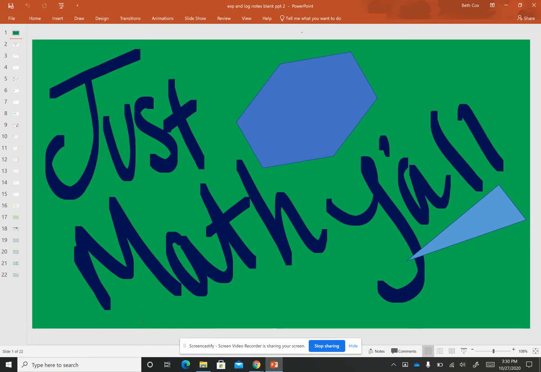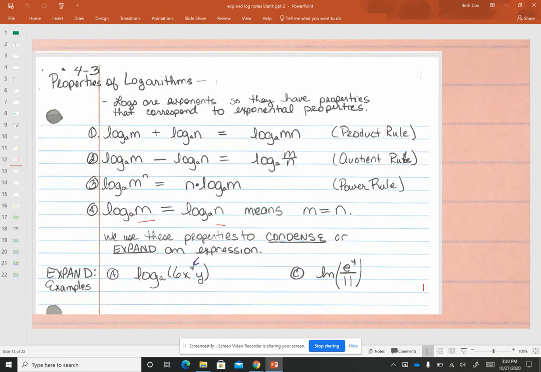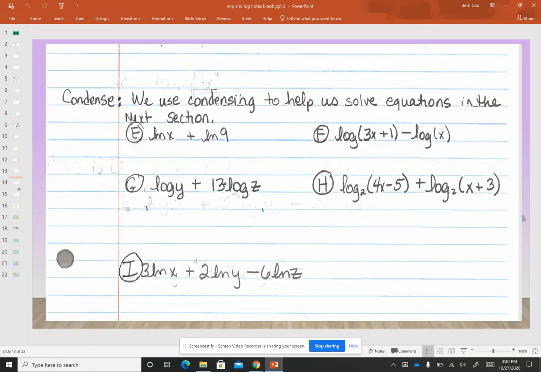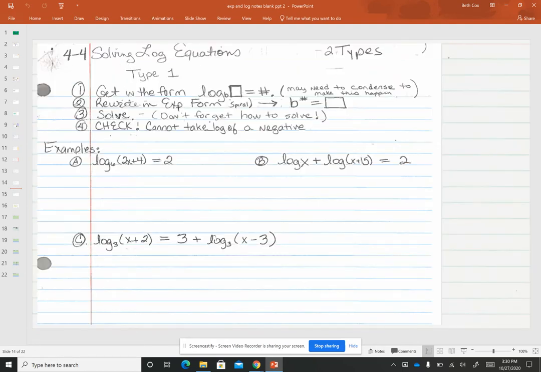Today we're going to be looking at solving logarithmic equations, and hopefully we'll be able to get through these real quick. Okay, so we have gone over the properties of logs, and the two we're going to use primarily are number one and number two, where we may need to condense. We've been over this, and so here we are. We've got two types of equations we're going to do.